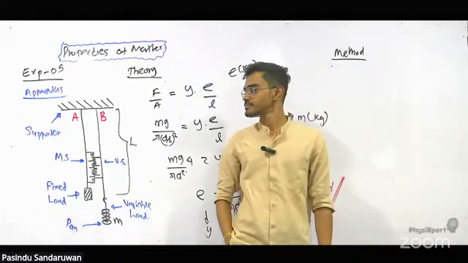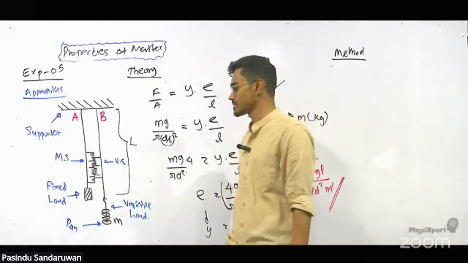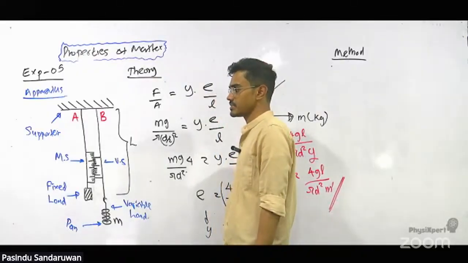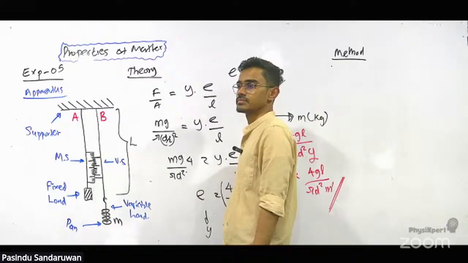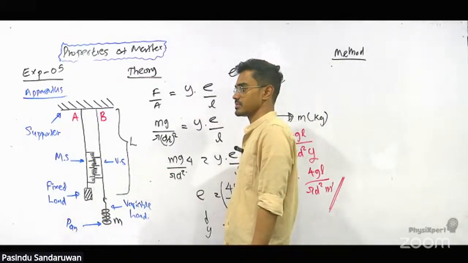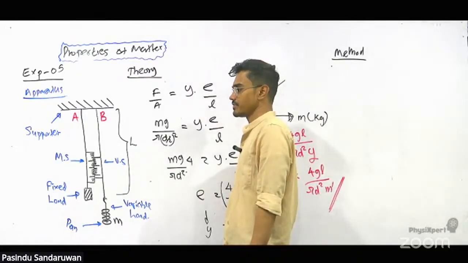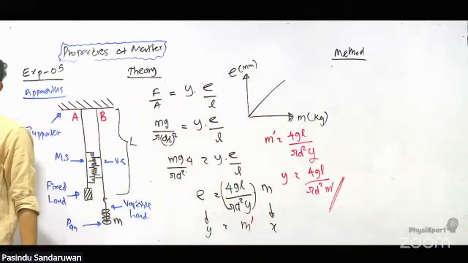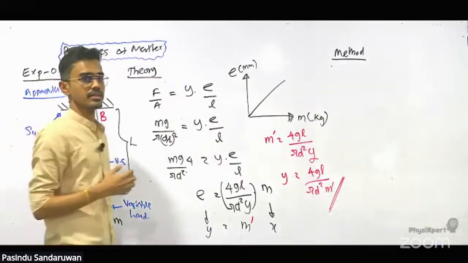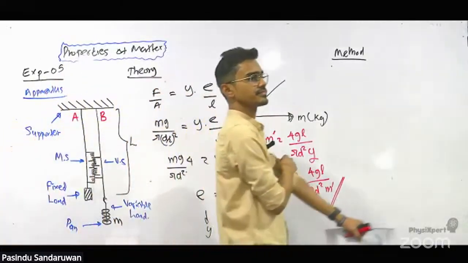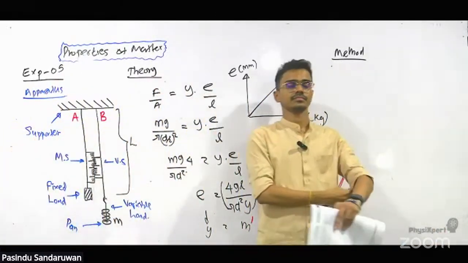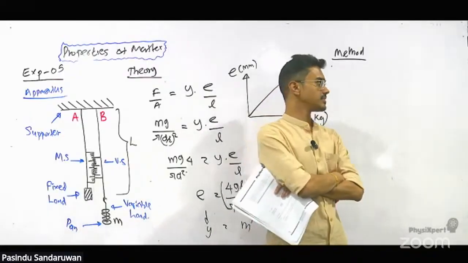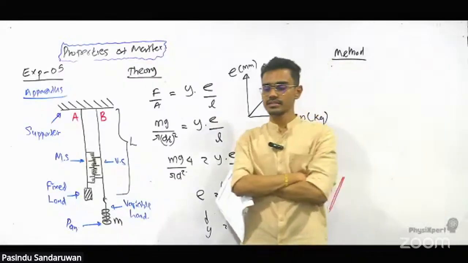Next, attach a pan to the end of wire D, and connect the vernier scale.